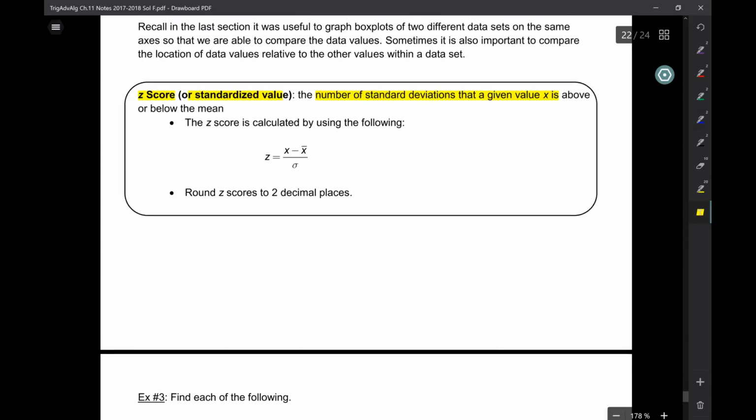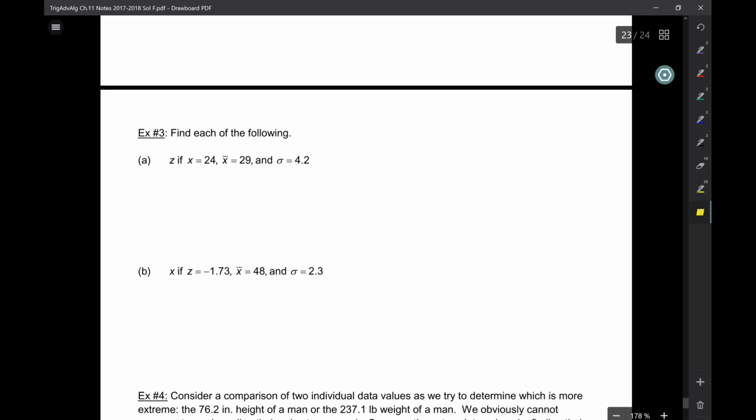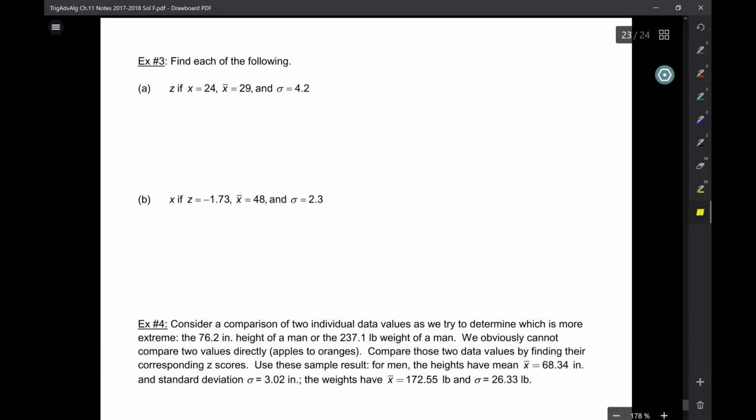So the way you calculate the z-score is this. It's x minus x bar, the value minus the mean. So subtract from the mean. We do that all the time for the standard deviation as well. X minus x bar over sigma. And we always round to 2 decimal places. Okay. So here we go.